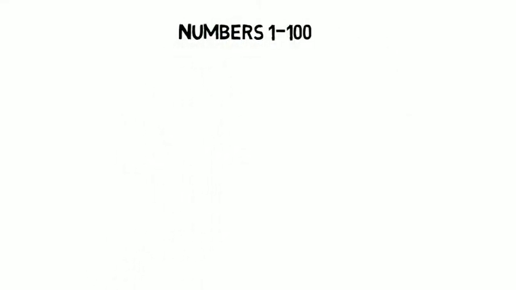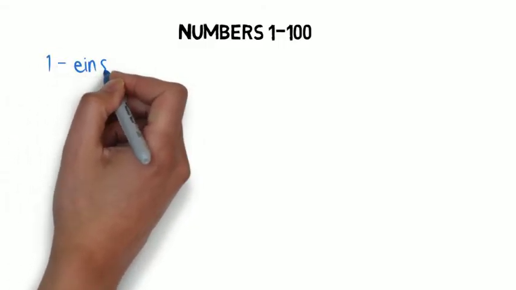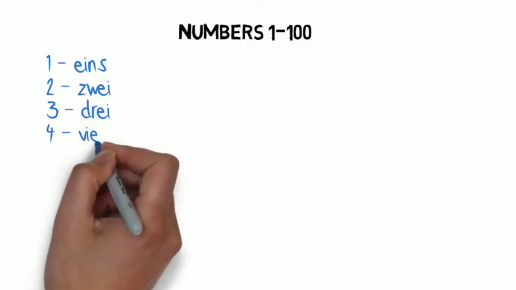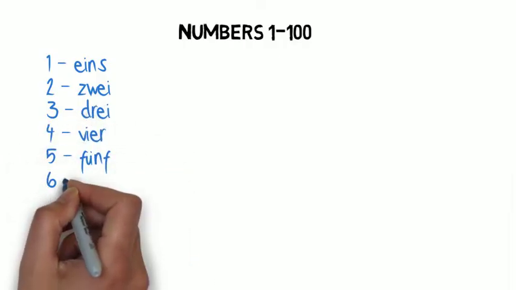Today's topic is using numbers between 1 and 100. You'll use these a lot, from people's ages, to telling time, to asking how much something costs, so the better you learn them now, the easier things become later. Here are the numbers between 1 and 10.